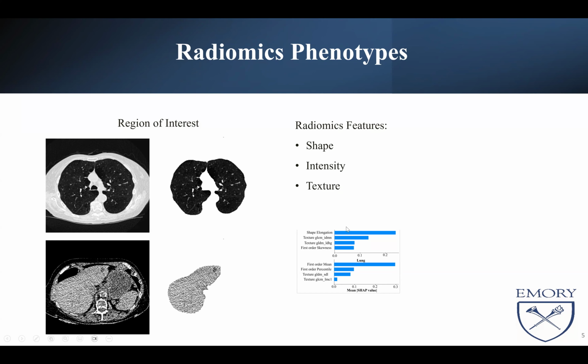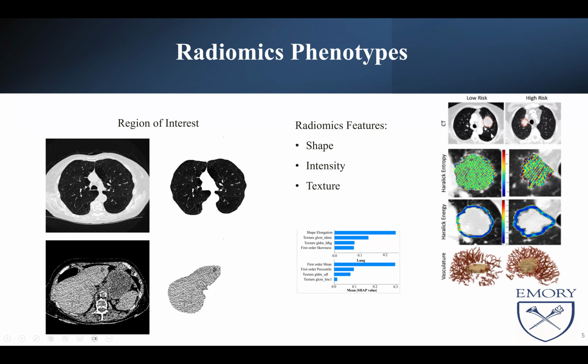Then beyond this, you can also plot the heat map of this radiomic feature. This is a typical example of a radiomic heat map. So now you train a radiomic model to classify patients into low risk and high risk group. If you look at this image, we have two CT scans of two different patients.